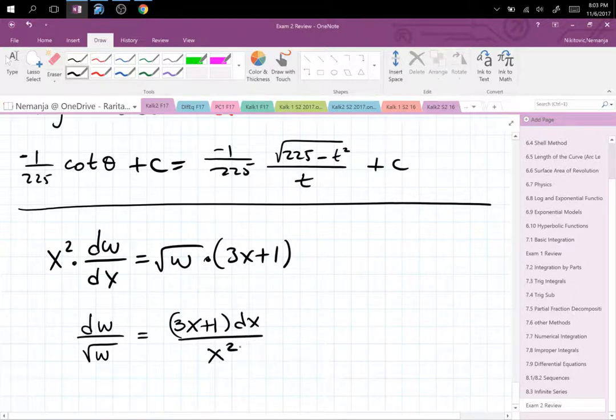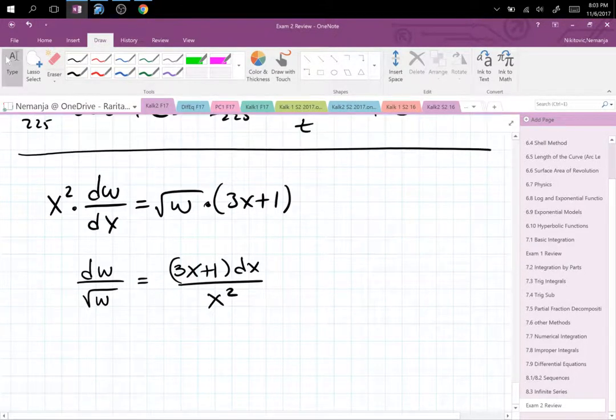So this is a separation of variables. When x squared that was on top goes to the right, it's going to go on the bottom. dx was on the bottom, it's going to go on the top. 3x plus 1 stays where it is. And then the square root goes on the left. So now what do I have? And I need to integrate this.